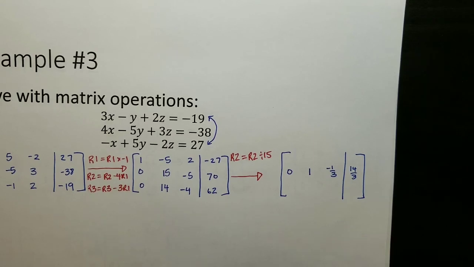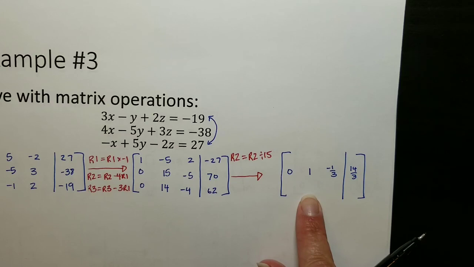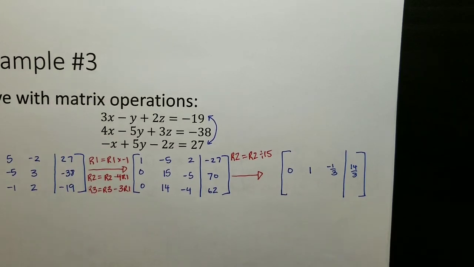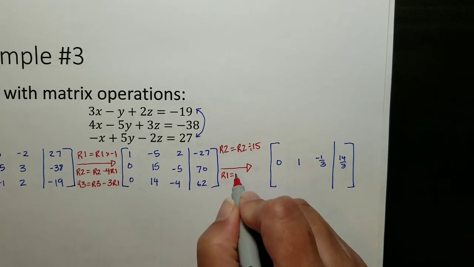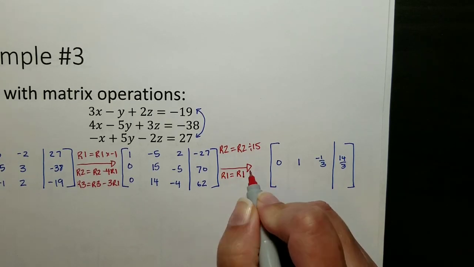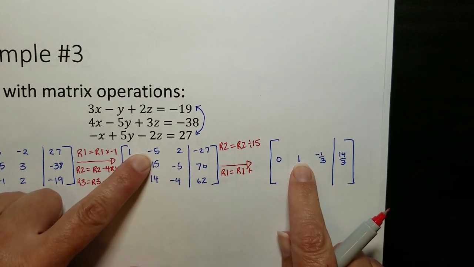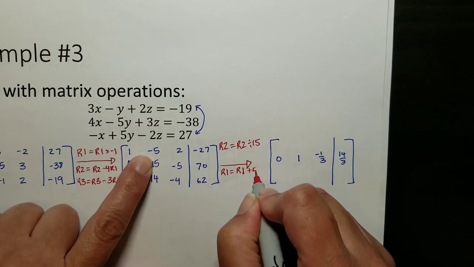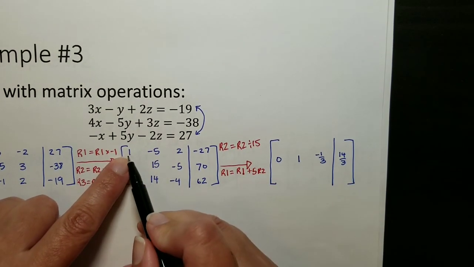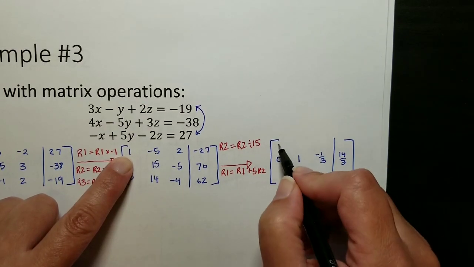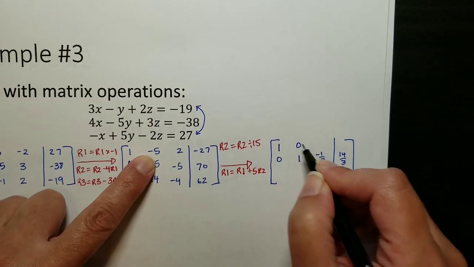And now I'm going to also do row 1 and row 2 to get the zeros there. Now, when I'm doing row 1, it's going to be the old row 1 plus, and I've got a negative 5, so I have to add 5 of these 1s. So plus 5 row 2s. So here I have 1 plus 5 times 0 is 1. Negative 5 plus 5 times 1 is 0.